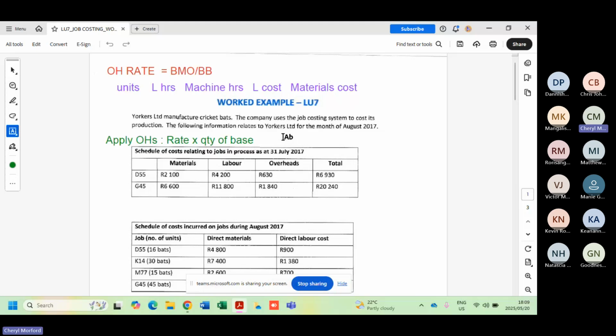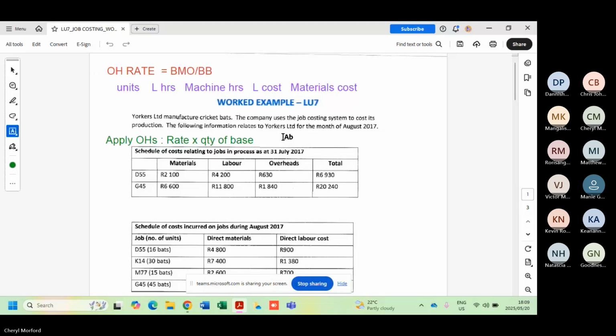Now, to apply the overheads, we just look at the question, and if the question says there were 200 machine hours, we'll say 200 hours times 10 rand gives me my overheads. And you'll do the same regardless of what the business uses as the base.